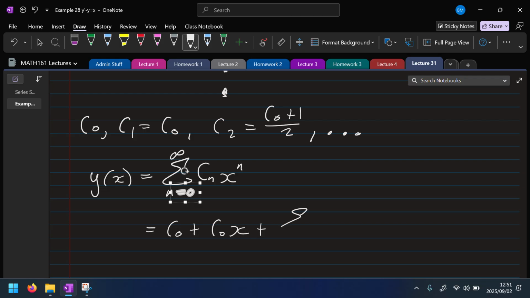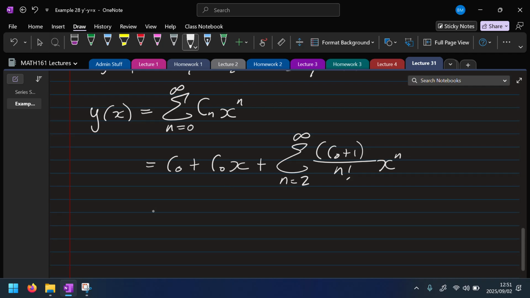That will be the sum, n goes from 2 to infinity. We're going to have c0 plus 1 over n factorial x to the n. Okay, so you check that. That last term there, you just continue the pattern and you just double check that. Okay, a little bit of simplifying now. So the c0, that can stay. c0 x, that can stay.